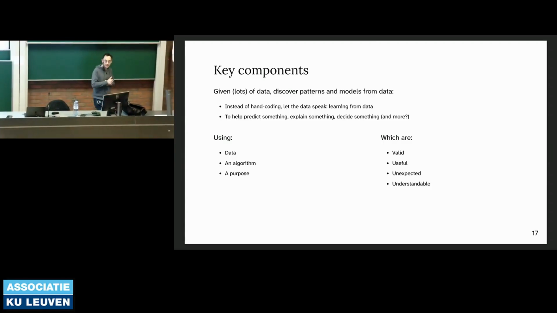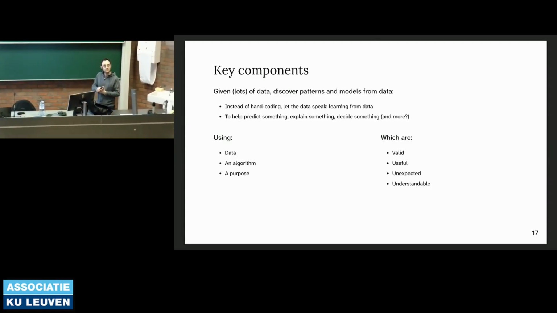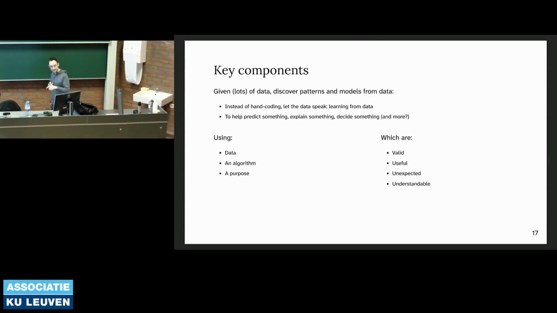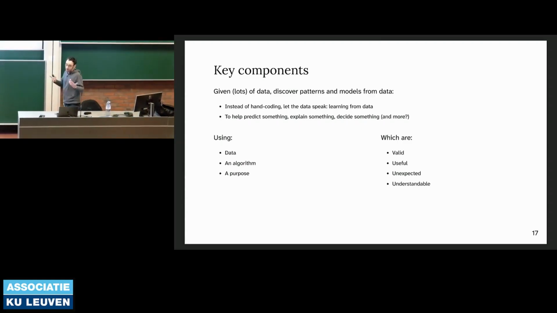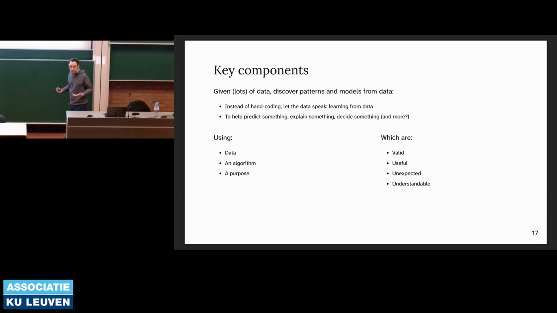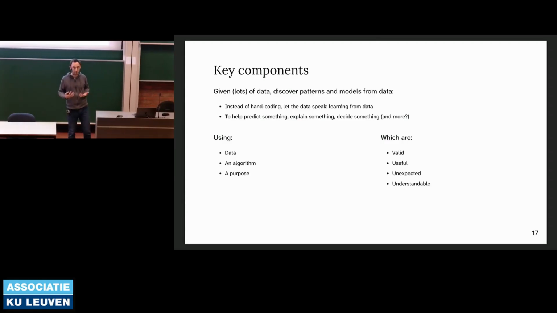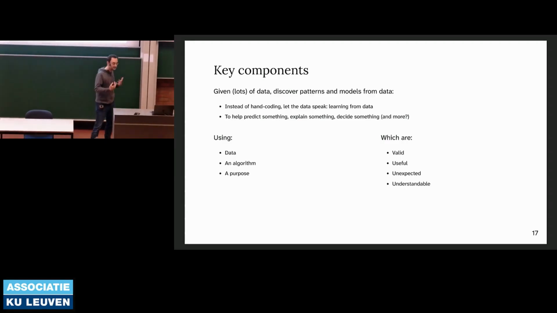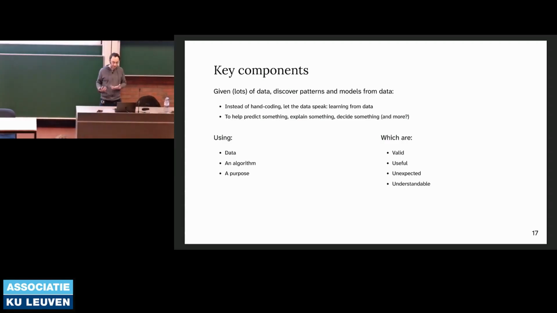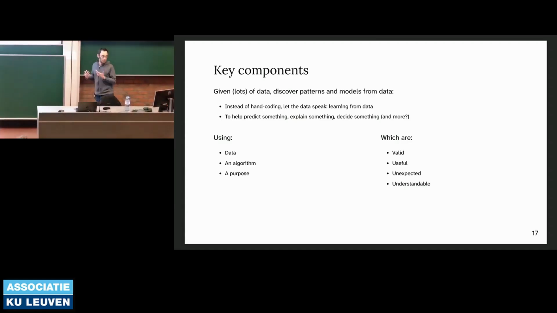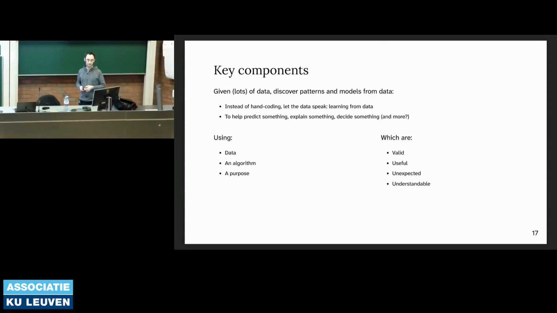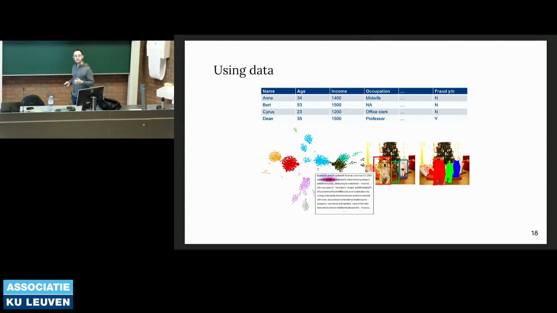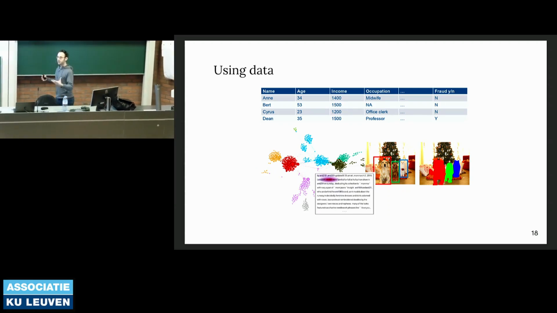Those are 3 ingredients, right? If you cook a recipe, the 3 ingredients are data, algorithm, and purpose. And at the end of the day, if you have cooked something, you want it to taste nice, right? So how do we know that it tastes nice? It needs to be valid, useful, unexpected to some degree, and understandable. What does that mean? Using data, that's how we will guide our course.